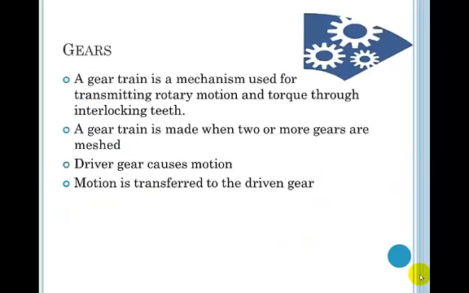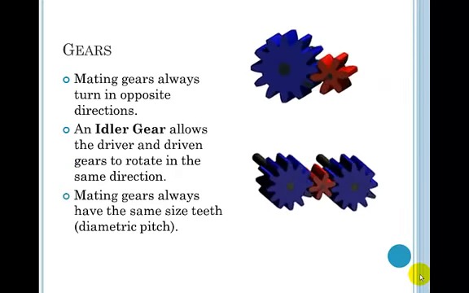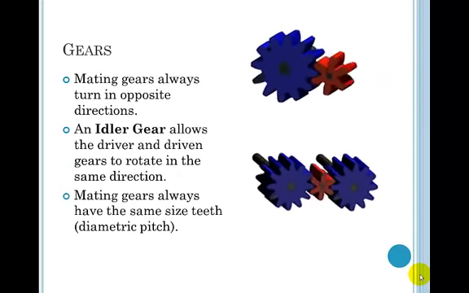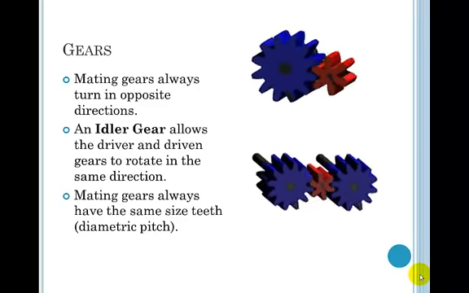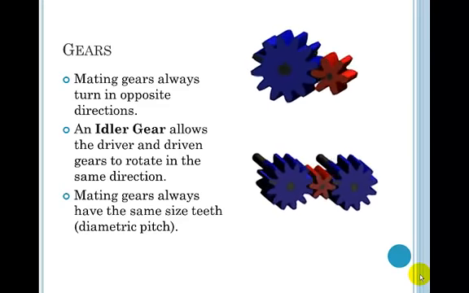Alright, so a gear train is a mechanism we use to transmit or move rotary motion and torque through interlocking teeth. A gear train is made anytime we put two or more gears together. And we say the driver causes the motion and the driven has the motion transferred to it. Two gears that mate always turn in opposite directions. You'd use a gear in the middle called an idler gear to allow the driver and the driven to rotate in the same direction.